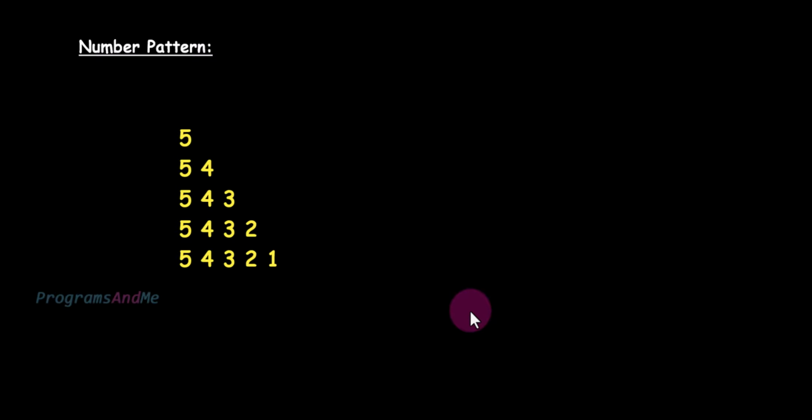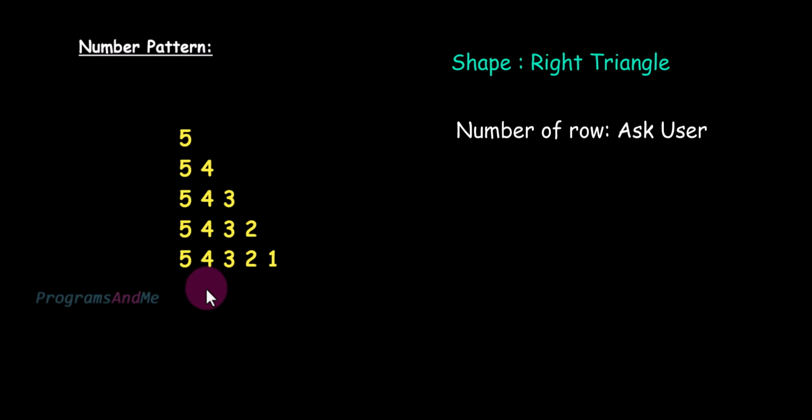Today in this tutorial we'll write a Python program to print this number pattern. The shape of this number pattern is a right triangle. Here in this example the number of rows is 5, but in the program we'll ask the user to enter the number of rows we want in the output.